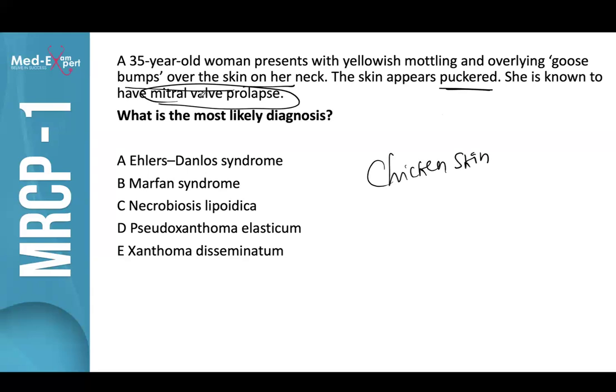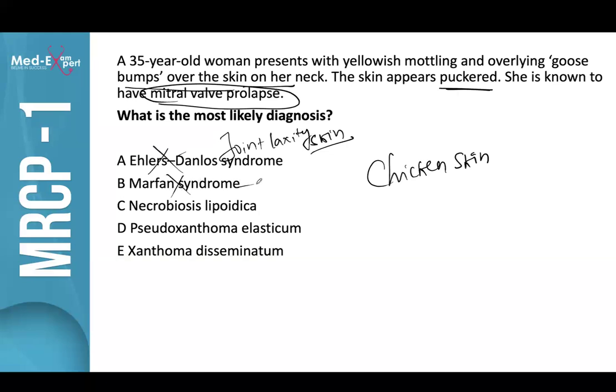Yellowish skin, especially around the neck, and puckered skin associated with mitral valve prolapse. Ehlers-Danlos syndrome, there will be joint laxity all over the joints and skin laxity all over the body, not just in one place. So it's not the answer.